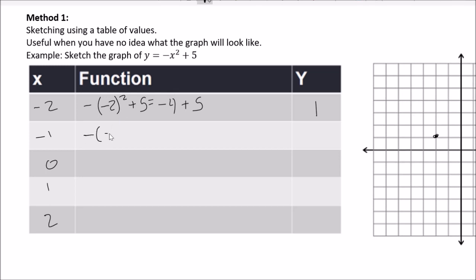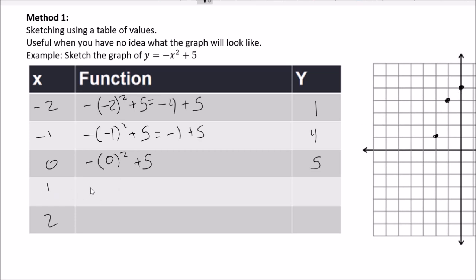Let's go to the next one. Very similar steps. -1, square that up, add 5. That's -1 plus 5, so that's 4. So (-1, 4). Keep going. Hey, this is an easy one. -0 squared plus 5. We could do mental math on that one. That's just 5, and that's nice.